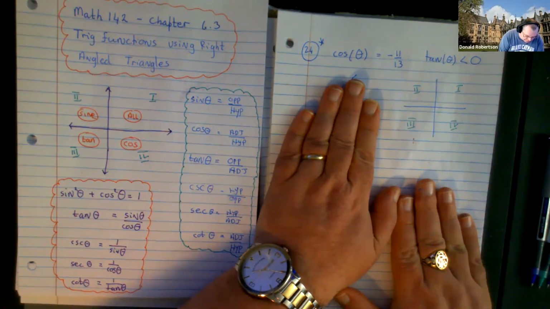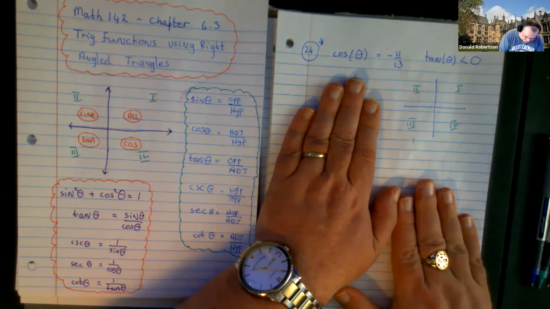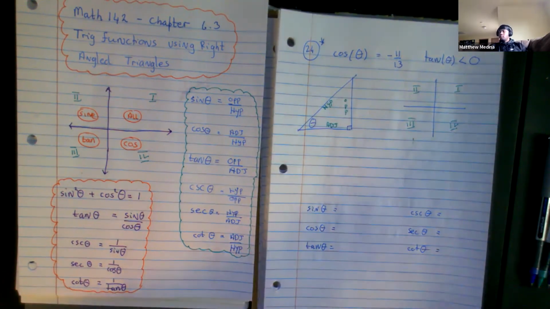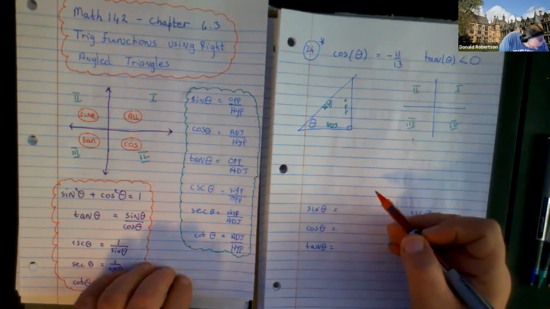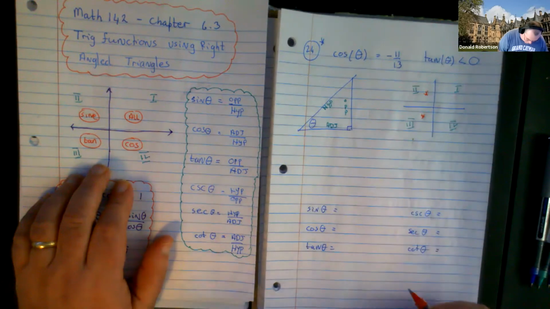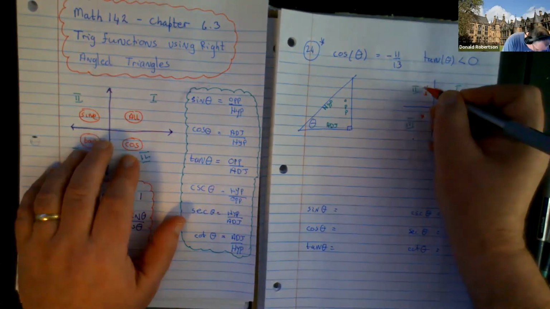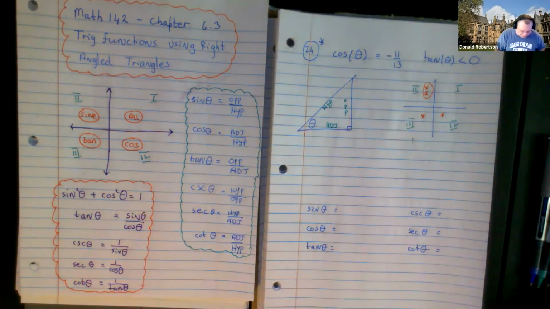What quadrant is angle theta in, based on the fact that the cosine is negative 11/13 and that the tangent is also negative? 2. I hear 2 in 2 different places, so let's check it out. The cosine will be negative in the second and the third quadrant, and the tangent will be negative in the second and the fourth quadrant, and so you nailed it.